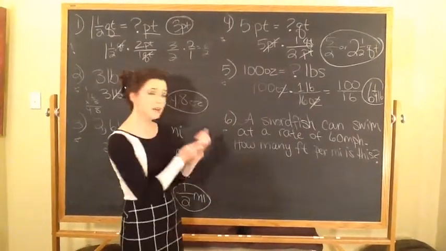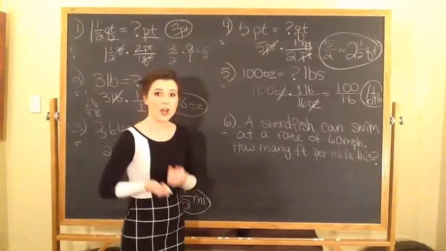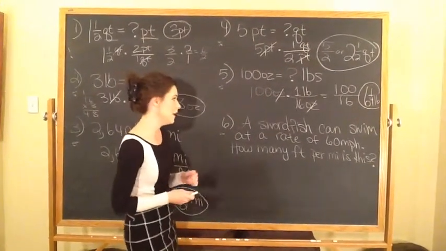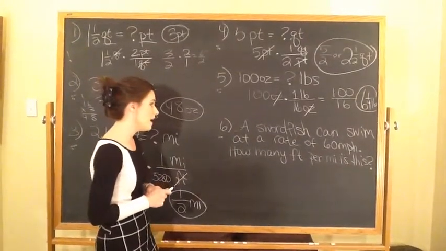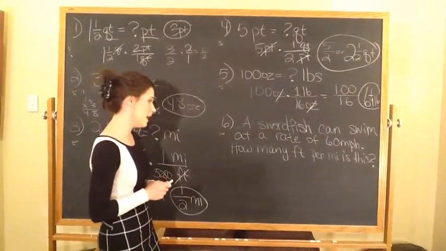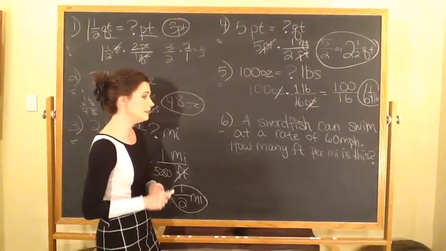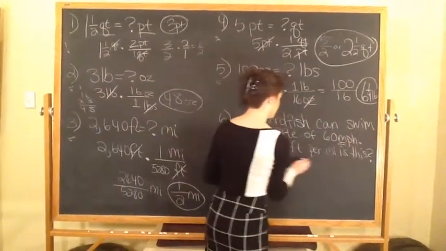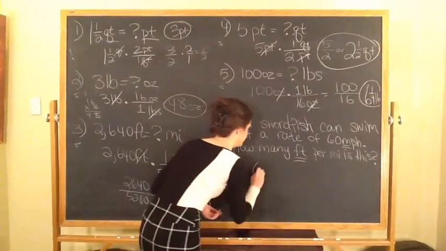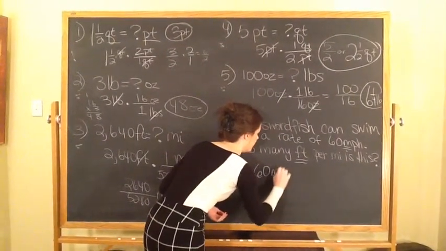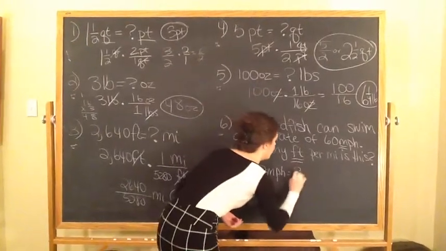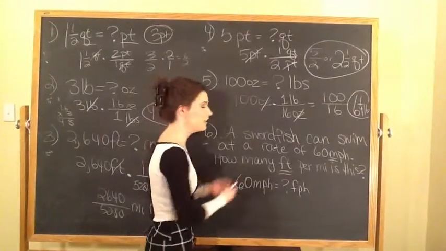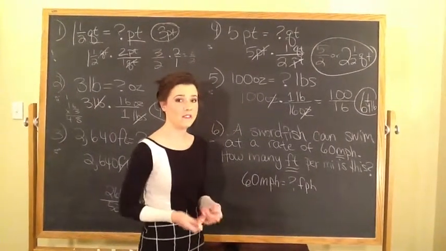So you're going to have to pick out your parts, figure out what you're solving for, look at your chart, and then convert it. So there's several more steps that we're going to have to do this time. So it says a swordfish can swim at a rate of 60 miles per hour. How many feet per hour is this? So basically we know that we're going to change miles to feet. So we're going to go from 60 miles per hour to how many feet per hour. So we have to know how many feet are in a mile. So there's 5,280 feet in 1 mile.